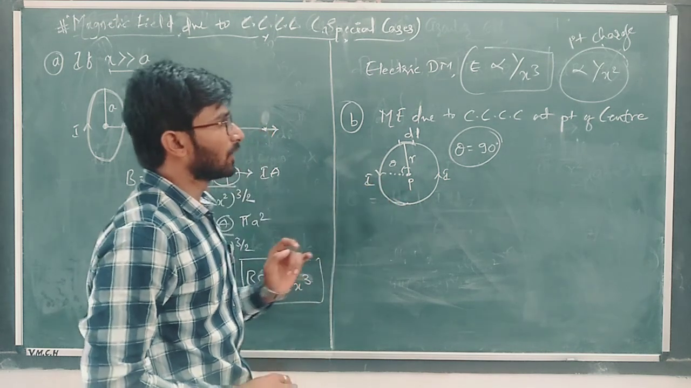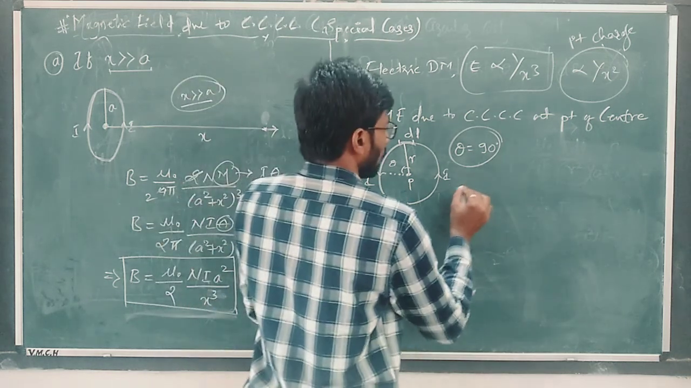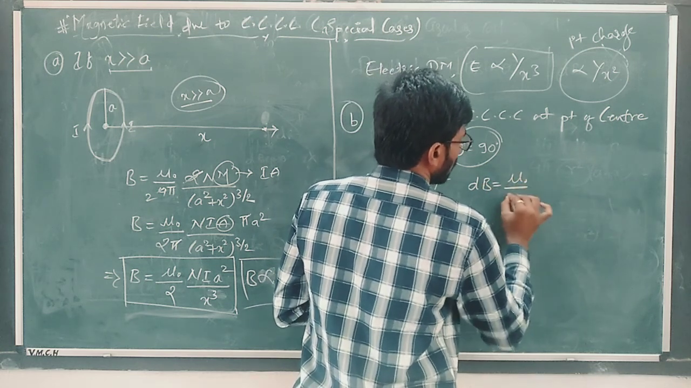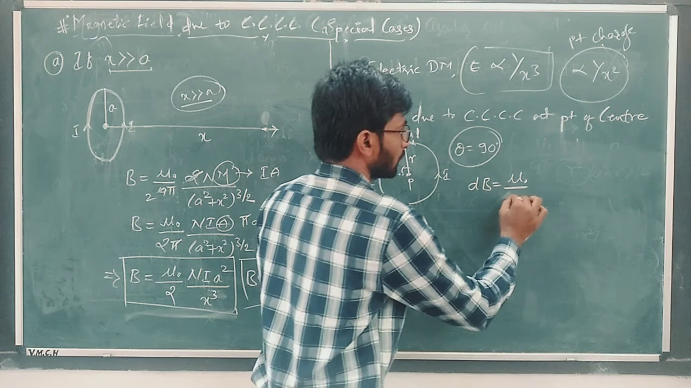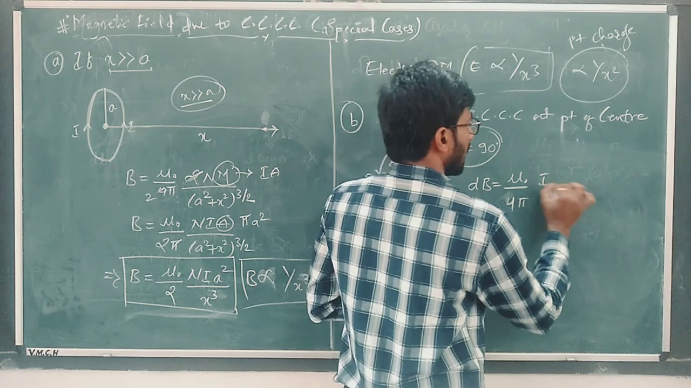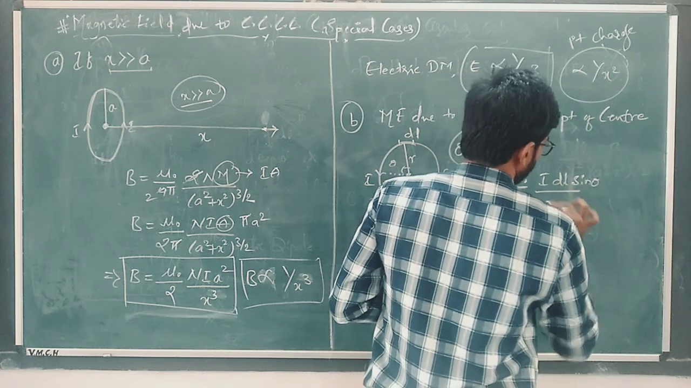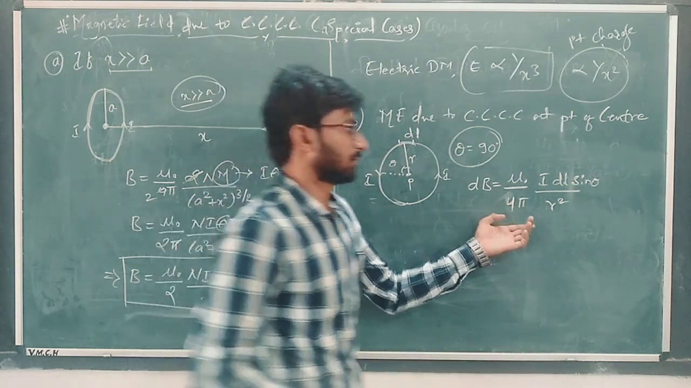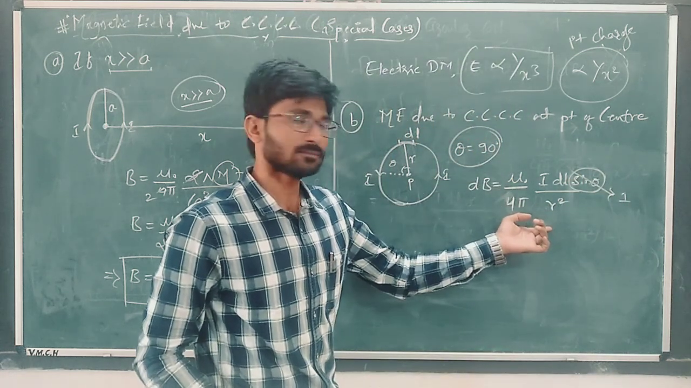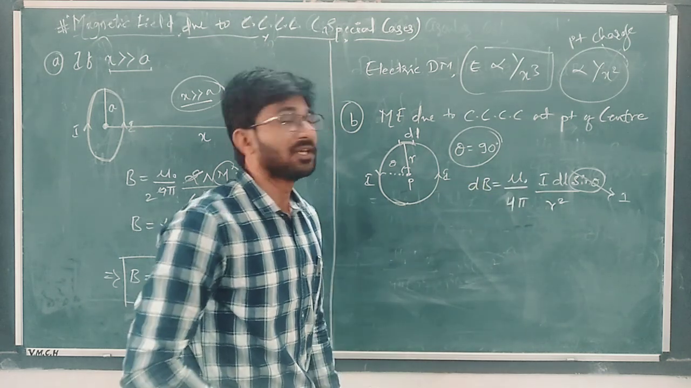Now this is the point P, and at the point P, I can write dB is equal to mu naught by 4 pi. You are going to use the main tool, that is the Biot-Savart law: mu naught by 4 pi, I dl sin theta by r squared. Already we know that theta is 90 degrees, so sin theta equals 1. Finally we are left with dB is equal to mu naught by 4 pi into I dl by r squared.